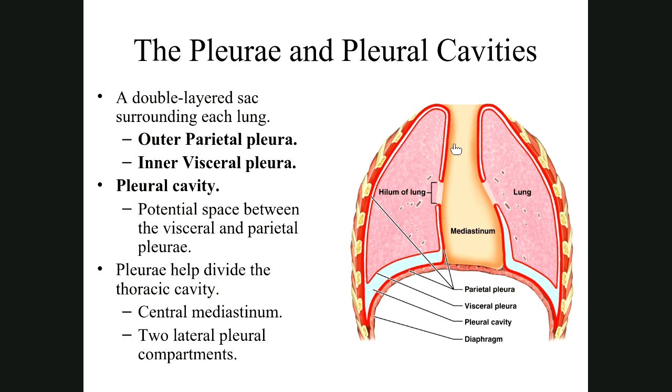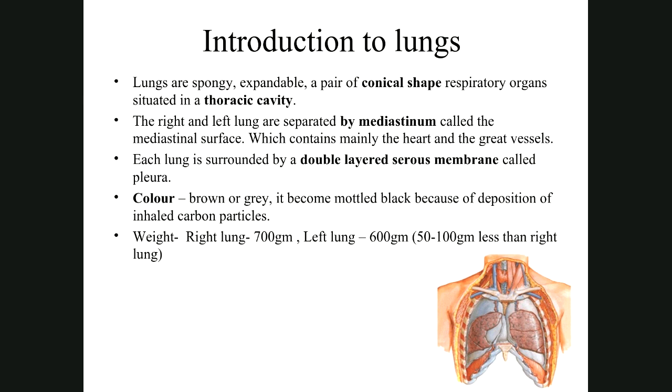In the mediastinum, what structure do we find here? What is the structure present in the mediastinum? Very good. So the mediastinum contains the heart and its coverings and their structures. Next. So that is clear about the pleura. It is a double layer sac, parietal and visceral pleura. Okay.